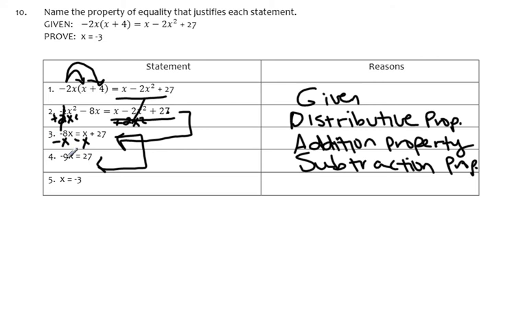And then our last step is how does negative 9x equals 27 become x equals negative 3? Well, we would have had to divide both sides by negative 9. That would have eliminated the negative 9 here, and 27 divided by negative 9 is negative 3. So we divided both sides of our equation by the same number, and that's the division property.